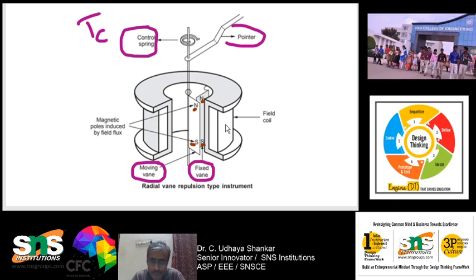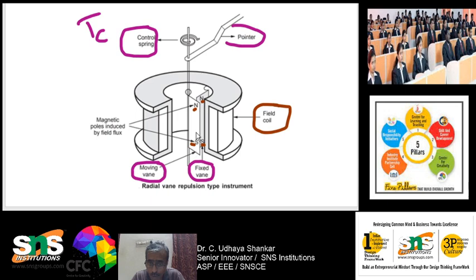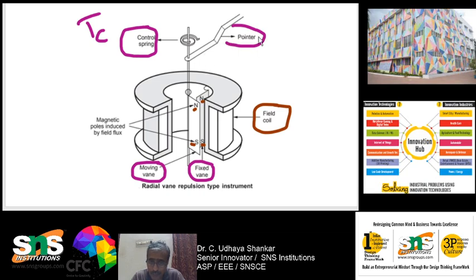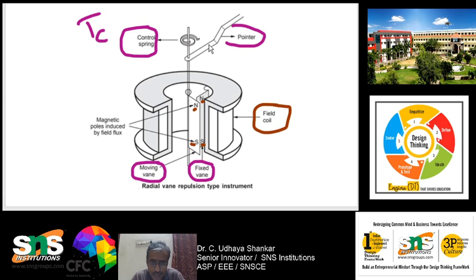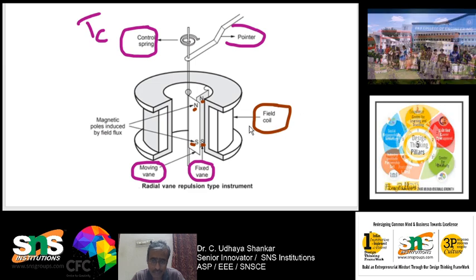And if more current is flowing in the fixed coil, then what is going to happen? More repulsion will take place, because both are magnetized in the same direction. So repulsion will be there, and because of which the pointer will be deflecting high. The repulsion type is nothing but using a fixed vane and a moving vane. The moving vane is attached to the spindle, which is again attached to the pointer. So the moving vane will be moved according to the level of the current magnitude.